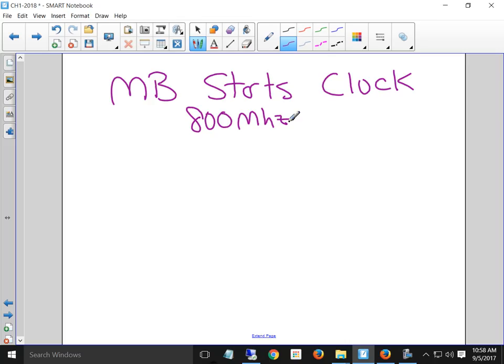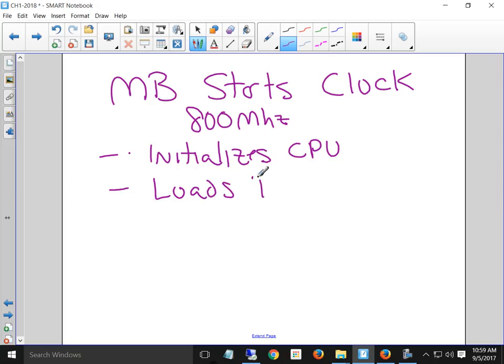Same thing happens on a computer. The motherboard starts a clock, and it says, we're all going at this speed. Everybody got that? So now all information moves around the motherboard at the same speed. Okay, it starts the clock. It initializes the CPU, saying, hey, wake up, we're getting ready to go, okay? And then it loads BIOS, our first program. Basically, it said, everybody's on, everybody's got power now, load the BIOS.